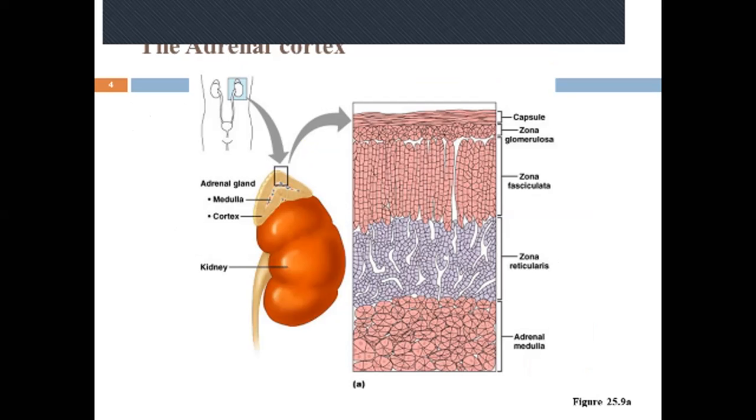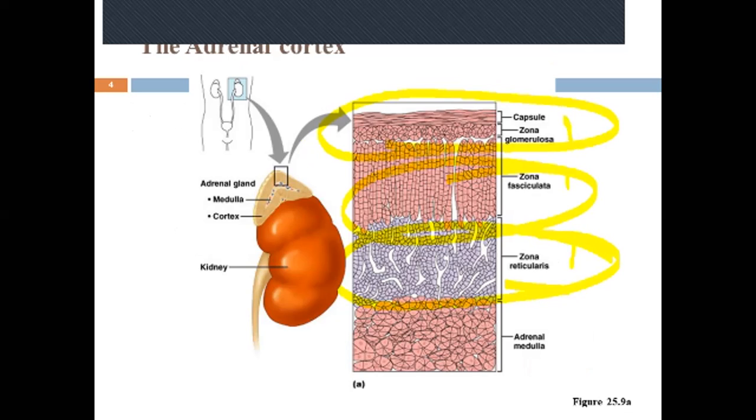When you look at the outermost layer, the cortex, it has 3 layers. The top layer is zona glomerulosa, the middle layer is zona fasciculata, and the innermost layer is zona reticularis. Each layer produces different types of adrenal hormone. Then the innermost part is the adrenal medulla. When you look at a section of the adrenal gland, you can see how predominant the outermost layer is. It accounts for 90%, the other 10% is adrenal medulla.